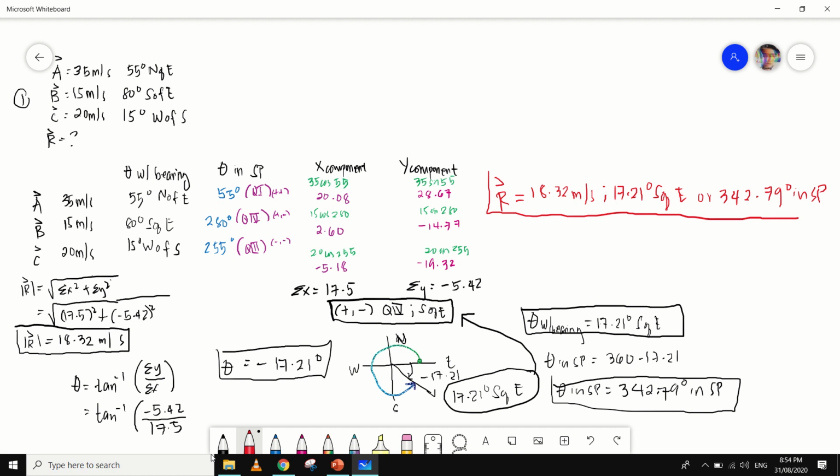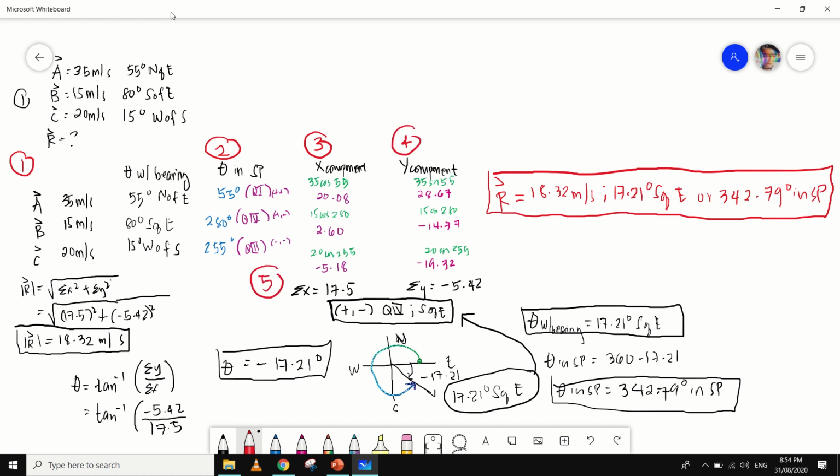So, if you try to observe how many steps did we have, first step natin, gumawa tayo ng table. That's step 1. Second step, we look for the standard position. Third is solve for the x and the y component. So, sige, third and fourth. Fifth is get the x and y component. So, 5 and 6. Next, sige, lagay na natin to para hindi kayo mahirapan. That's the 7th step. 8th step is solve for the magnitude. 9th is solve for the angle.